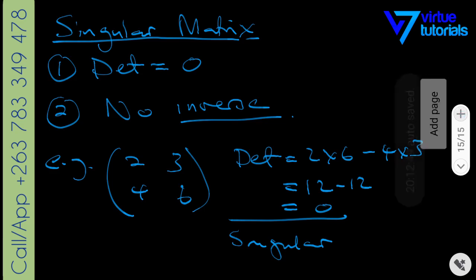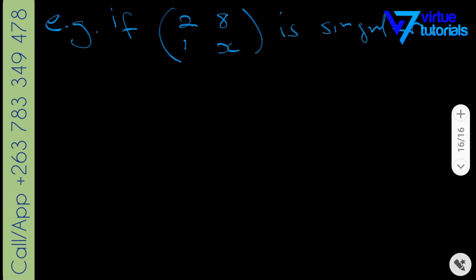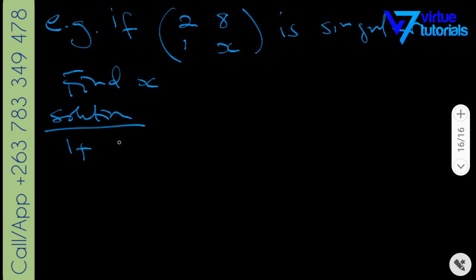Let's just look at one tricky question they like. If the matrix 2, 8, 1, x is singular, find x. So how do we solve this? We know that if a matrix is singular, its determinant equals 0. So if it is singular, the determinant should be equal to 0.